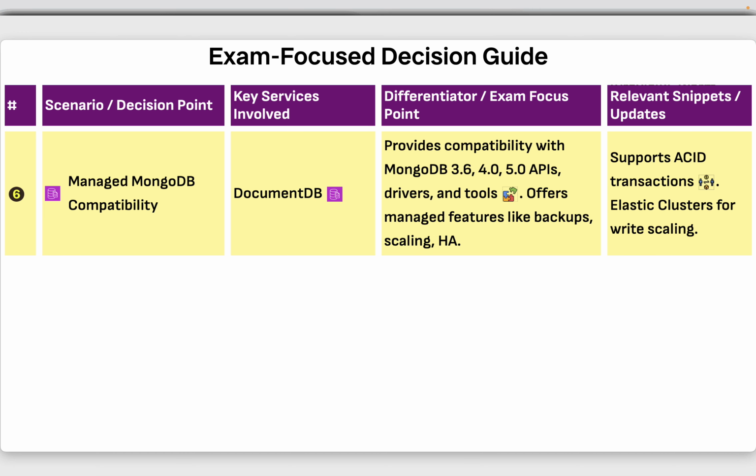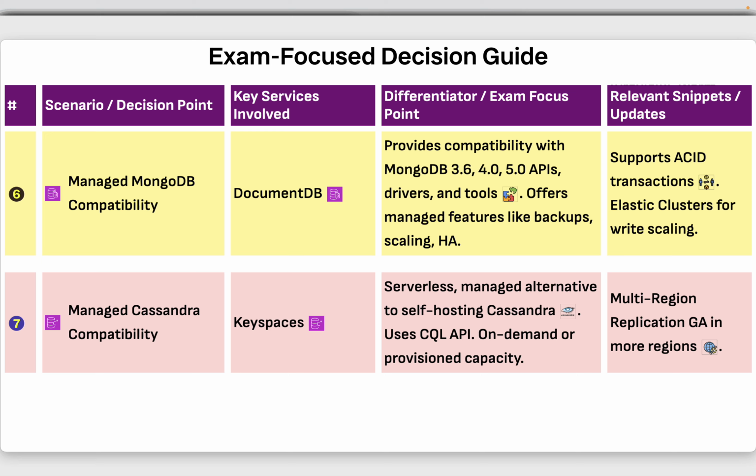Next scenario is managed MongoDB compatibility. The exam may have something like the application is dependent on the MongoDB API. If they talk about MongoDB, immediately your brain should light up with DocumentDB. Key differentiators: it provides compatibility with MongoDB APIs, all the MongoDB drivers, and the tooling. It offers managed features like backup, scaling, high availability. Some notes: it supports ACID transactions, and you have elastic clusters for write scaling.